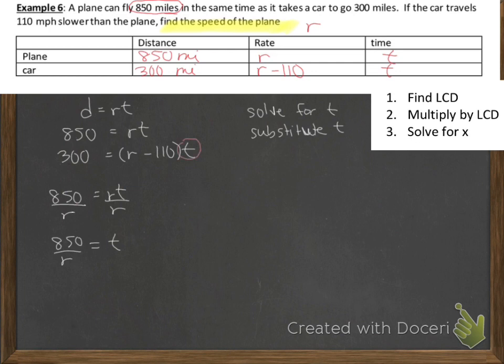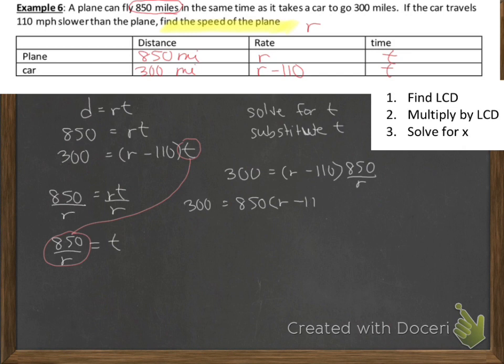Well, instead of t in this equation, I'm going to substitute the expression 850 over r. So this becomes 300 is equal to r minus 110 times 850 over r. Again, remember last time we rewrote it so that it became visually apparent that we're really looking at a proportion. So you can write it like that.